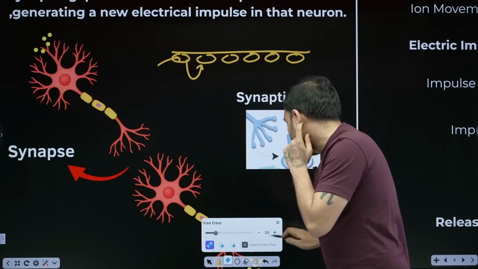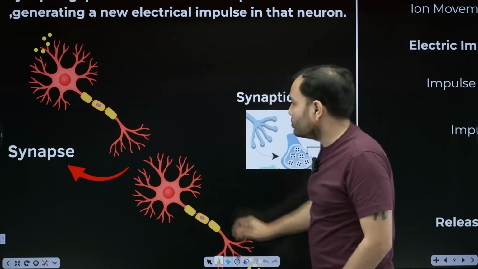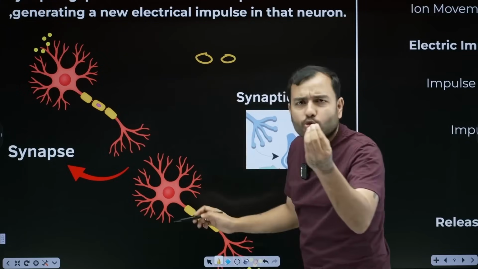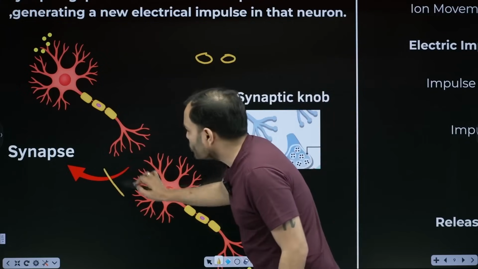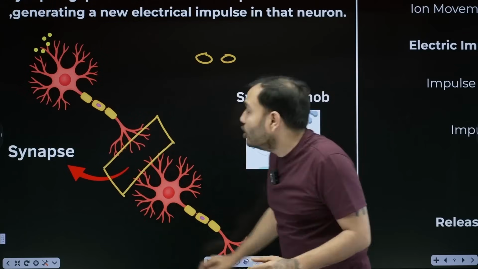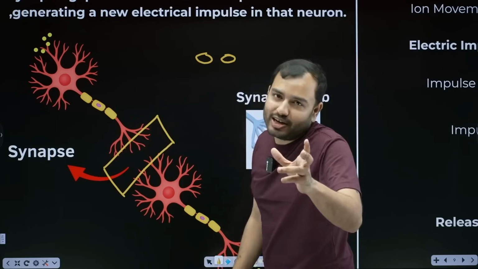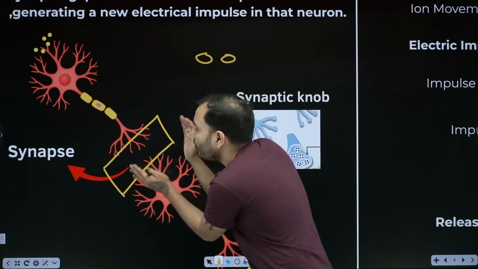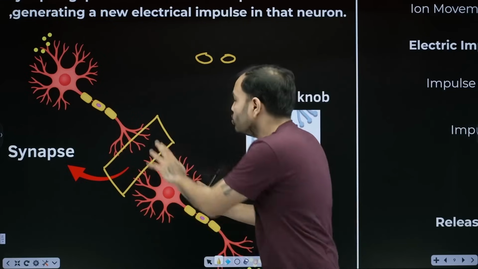Okay. First thing you understand is that there is a gap between two nerve cells. There will always be a microscopic gap between two cells. This microscopic gap between two neurons, or nerve cells, we call it synapse. It's a very nice name, synapse. What is synapse? It's a microscopic gap between two neurons.